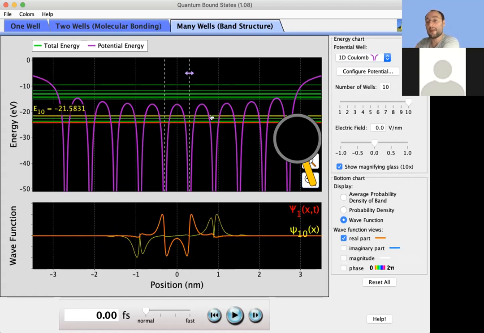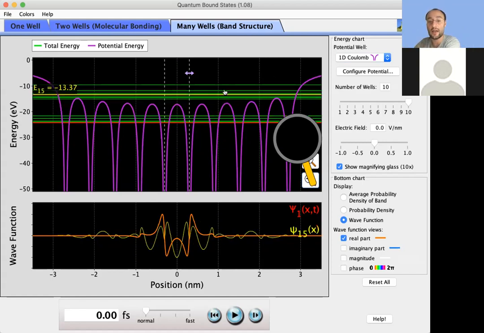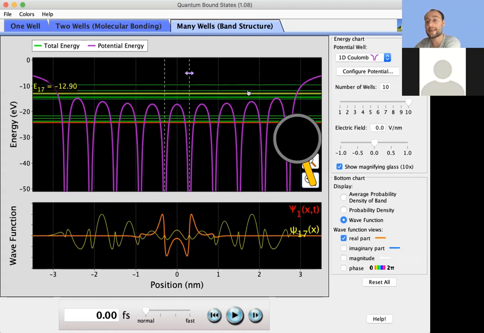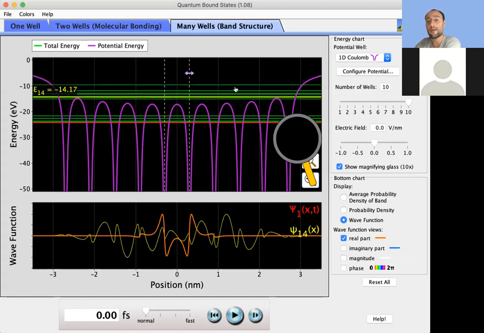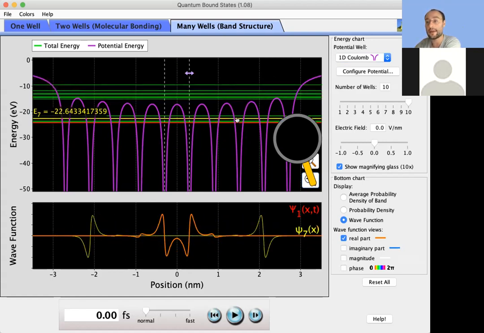If the number of electrons per atom, or the number of valence electrons, the outer shell electrons, is such that this is half filled, you get a good metal or a good conductor. If this is fully filled, you get an insulator. If this is empty and this is fully filled, you get an insulator. If the valence band and conduction band are close to each other, you get a semiconductor.